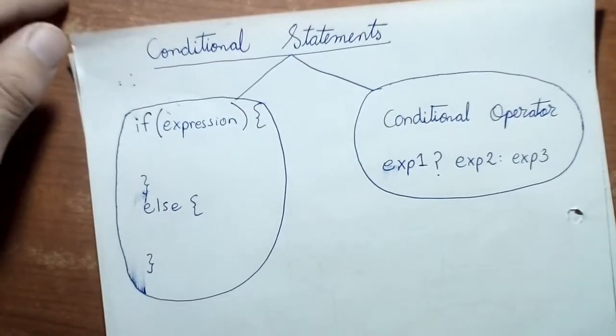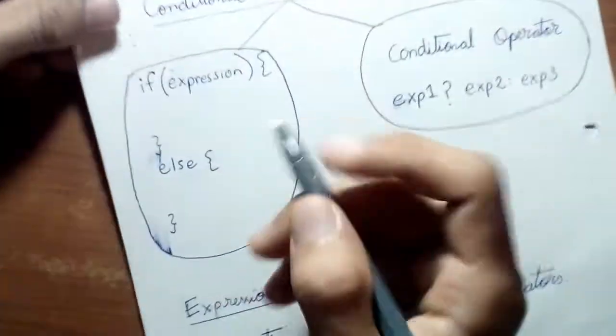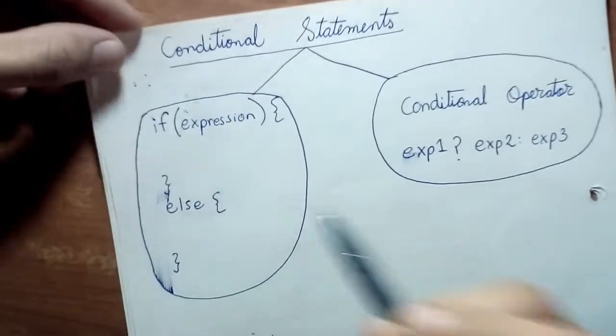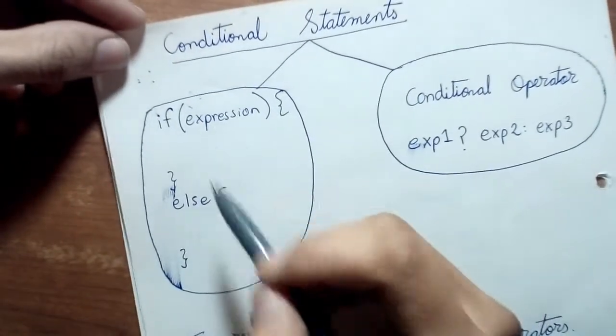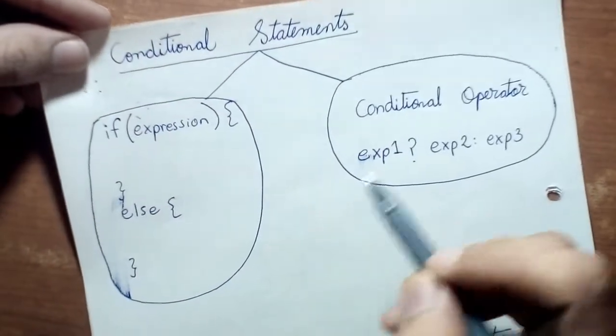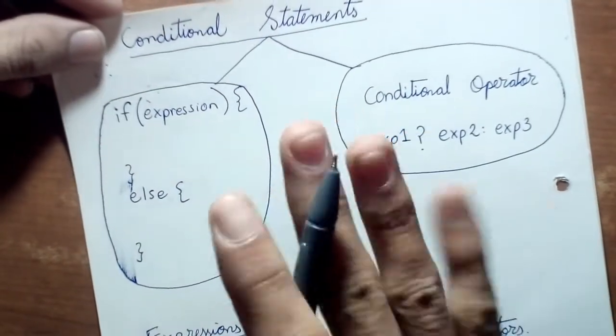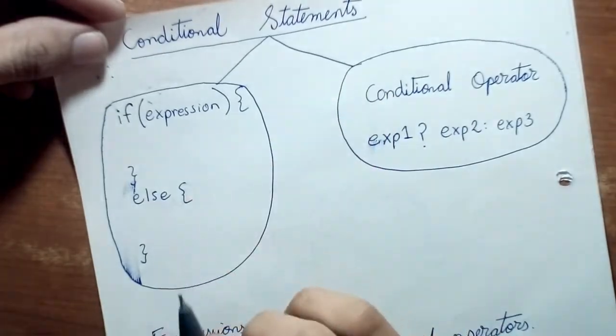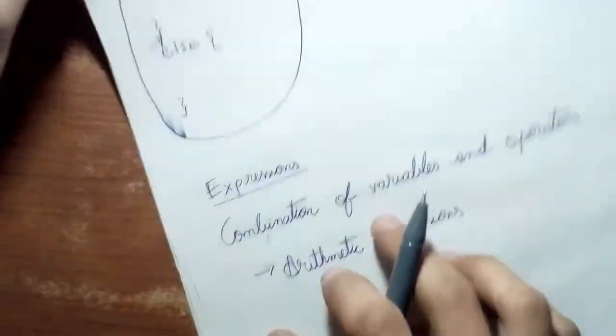Today we'll talk about different types of conditional statements. In most programming languages, there are two types of conditional statements. The first is the if-else expression, and the second one is the conditional operator. We will discuss both of them together. I'm not talking about C language specific, I'm talking in general for all of the programming languages.